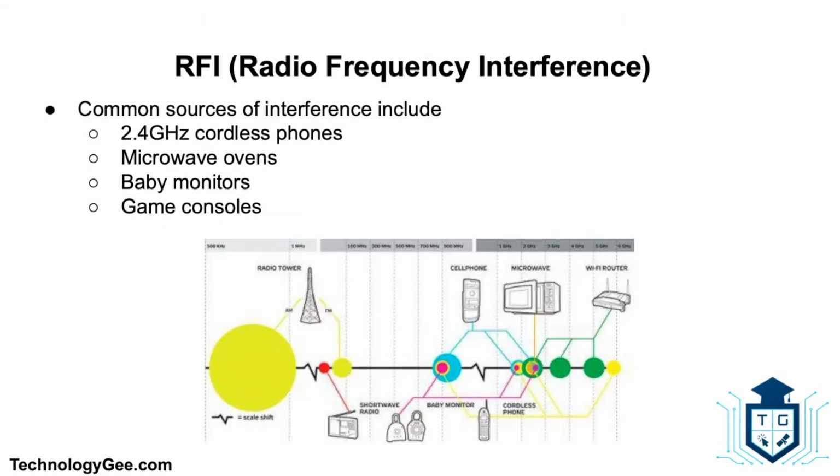Let's talk about radio frequency interference. Wireless communication can be interrupted because of RFI. Common RFI sources that impact wireless networks include 2.4 gigahertz cordless phones, microwave ovens, baby monitors, and game consoles. So it is in your best interest to make sure that you don't have any of those devices next to your wireless access point so that it will not interrupt your signal.